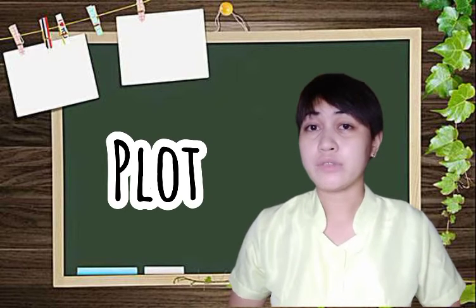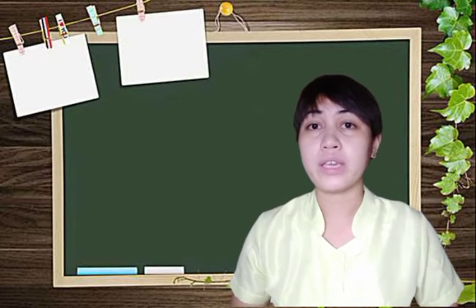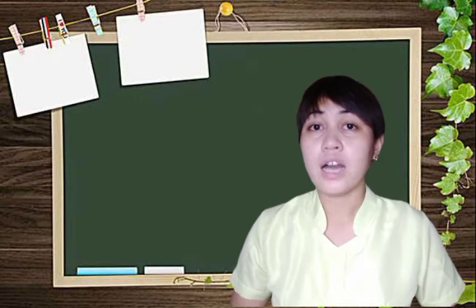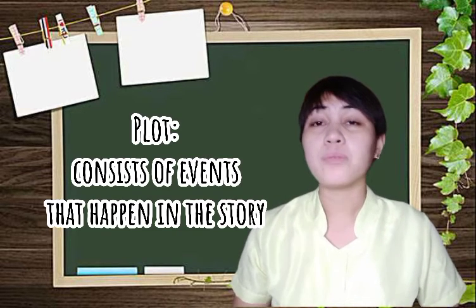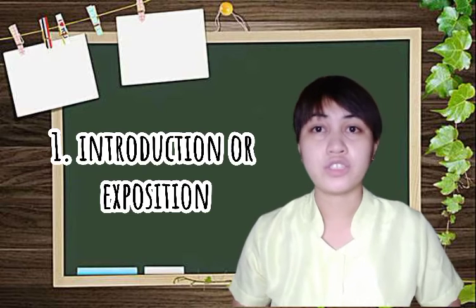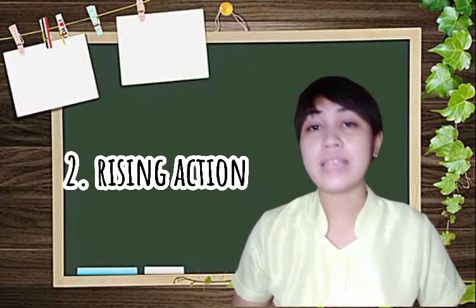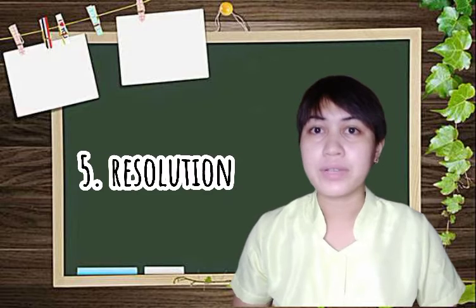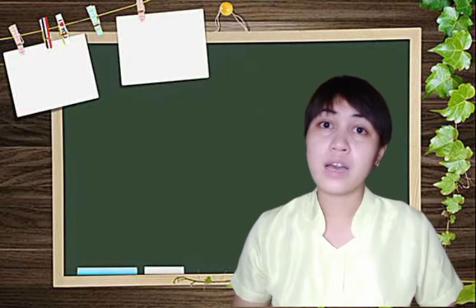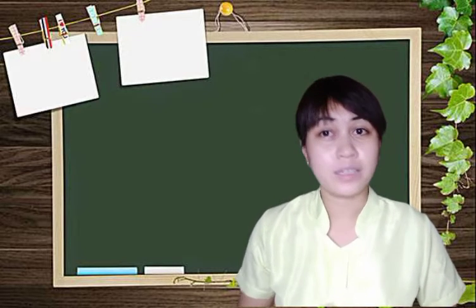As you can observe, you identify the events in the story chronologically. A plot consists of the events that happen in the story. In a plot, you typically find an introduction or exposition, a rising action, a climax, the falling action, and a resolution. Plot is often represented as an arc.